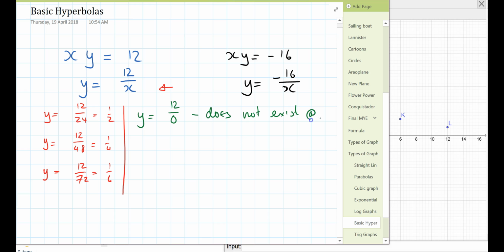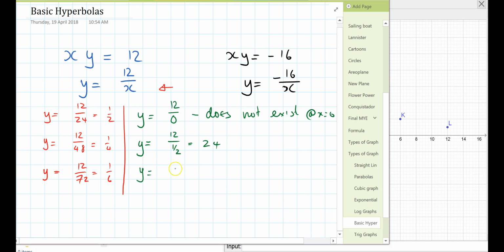At x is equal to 0. As x approaches 0, as this bottom number gets smaller, so maybe you've got something like y is equal to 12 divided by a half. Now 12 divided by a half is 24. So the y value gets bigger. As x gets smaller, y gets bigger.